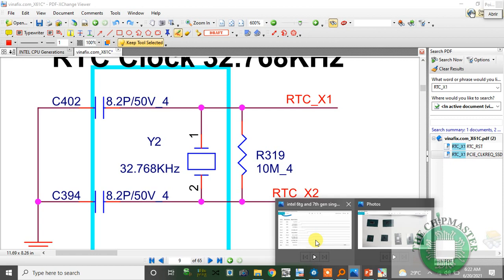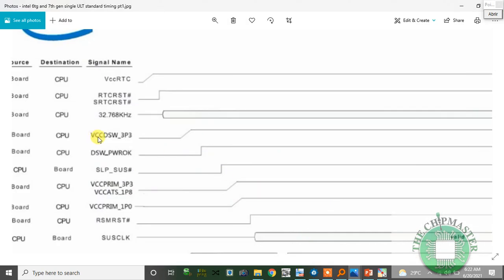All right, so let's move on to the next one, which is VCC_DSW_3P3. This is known as the deep sleep well. So the deep sleep well is an implementation in Intel Series 6 for deep sleep. This is known as putting the computer in a low power mode.